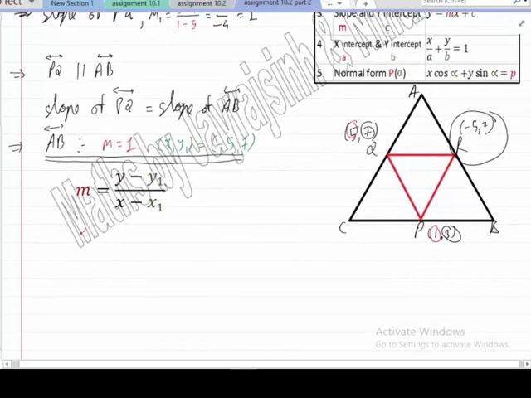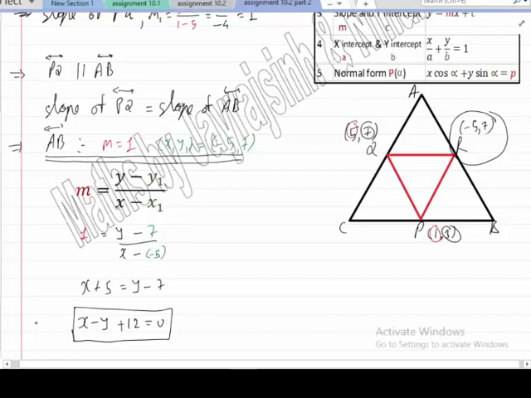Our slope is 1, then y minus y1 is 7 upon x minus x1 is minus 5. Let's simplify. x plus 5 is y minus 7, or we can say x minus y plus 12 is equal to 0 is the required equation of line AB. Ta-da!